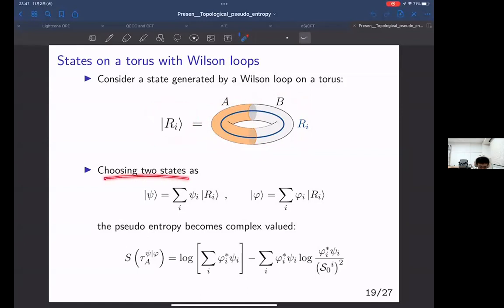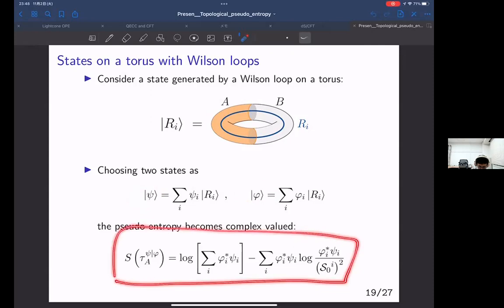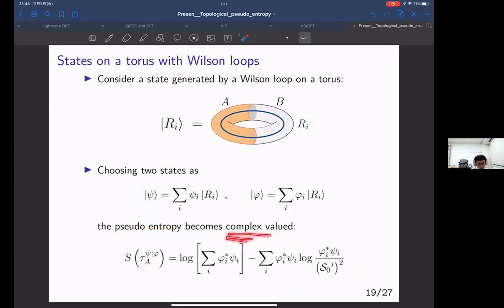And now we choose two states as follows. The psi can be expanded like this, a linear combination of R_i with some coefficient phi_i, and similarly for phi. So this is psi and this is phi. If you take these two states, then the pseudo-entropy is given by this formula. So it is also a complex number.